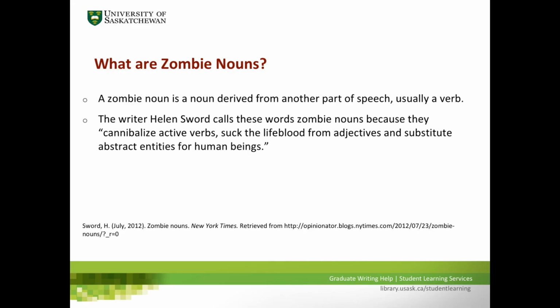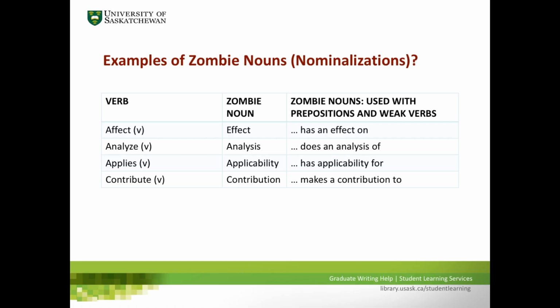So zombie nouns, what are they? Well, a zombie noun is a noun derived from another part of speech, usually a verb, but it could also be an adjective. The writer Helen Sword calls these words zombie nouns because they cannibalize active verbs, suck the lifeblood from adjectives, and substitute abstract entities for human beings. But the best way to understand a zombie noun is to look at some examples.